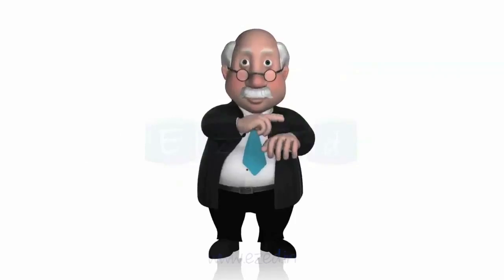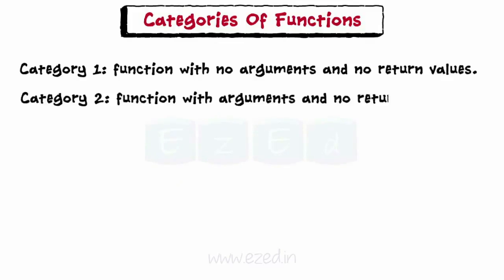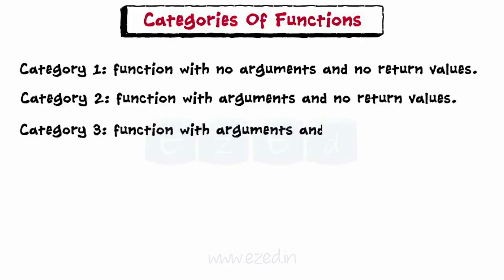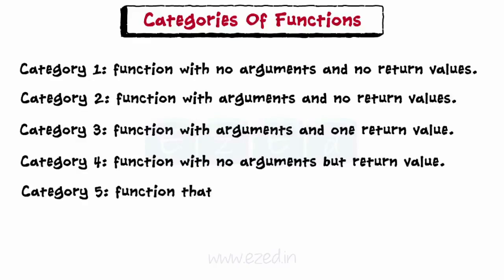Hey, it's time to concentrate now. Let's learn the various categories of functions. Category 1: function with no arguments and no return values. Category 2: functions with arguments and no return values. Category 3: functions with arguments and one return value. Category 4: function with no arguments but a return value. Category 5: functions that return multiple values. Let's discuss each category with examples.